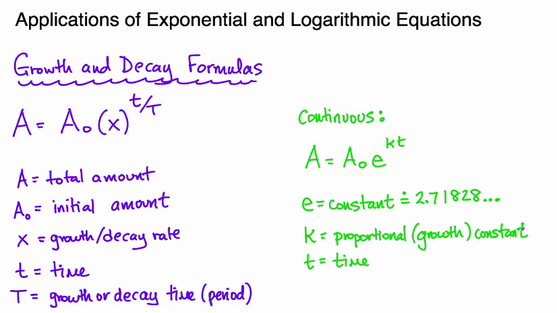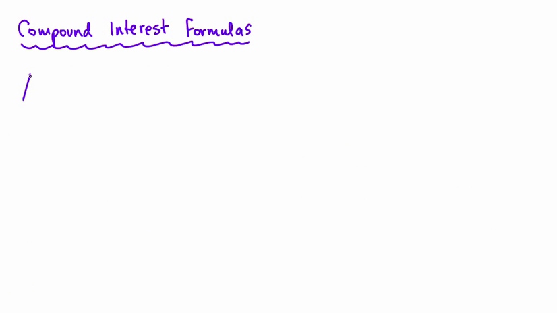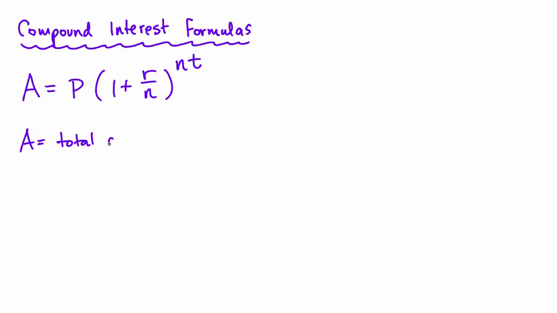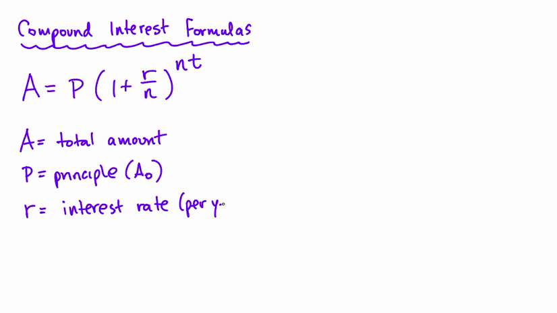Okay, there are two other formulas similar to these that are the compound interest formulas if we're dealing with money. So let's just list those out as well. And the first one is A equals P (1 plus R over N) to the NT. So a number of these terms are the same as the definitions that we had before. A is the total amount. P is the principal, or you can think about that as the initial amount, A0. R is the interest rate, and that's generally per year, so 3% per year or 10% per year.